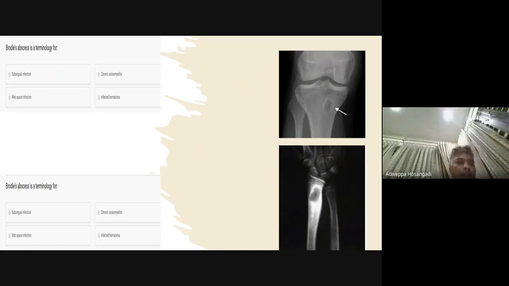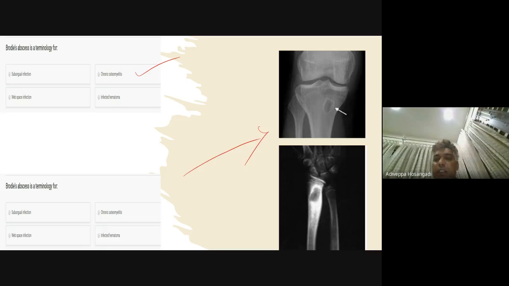Okay, Brodie's abscess. Well, I got the picture now. We had described it already, isn't it? Most common Brodie's abscess is the terminology for this option. Quickly we will rush. Answer: chronic osteomyelitis. Very good. Yes, Brodie's abscess is a terminology. Well, again, it's a repeat.